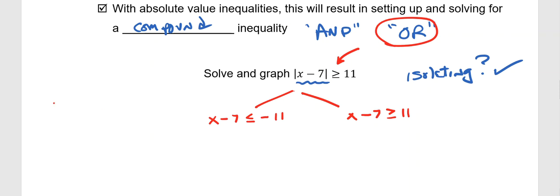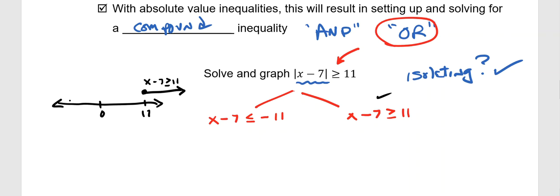So let me show you on a graph why that makes sense. So here's our number line. There's 0. And what we're saying is, whatever this is, it has to be at least 11 away from 0. So if we work to the right of 0, at least 11 away starts at 11 and moves to the right. So that would take care of this: x minus 7 is greater than or equal to 11. That takes care of this piece.